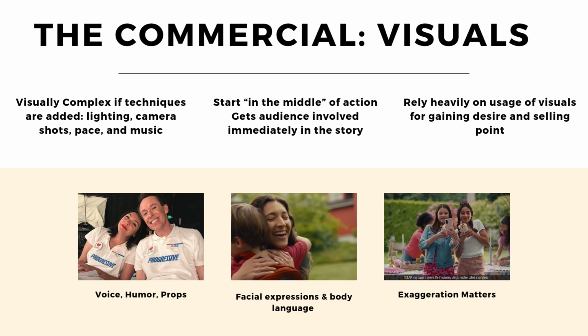Things to look at in terms of commercials and their visuals can be voice, how the actors in the commercials use their voice, how they might use humor to sell a product, and how they might use props. So on this slide, I put Flo from the Progressive commercials because I feel like her as a character has really developed Progressive commercials and their sort of brand, and she brings a lot of humor. So that's how they use her as a character to sell their product.